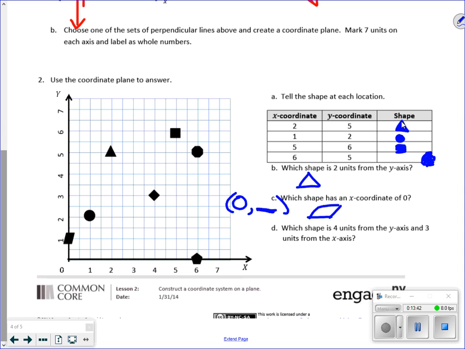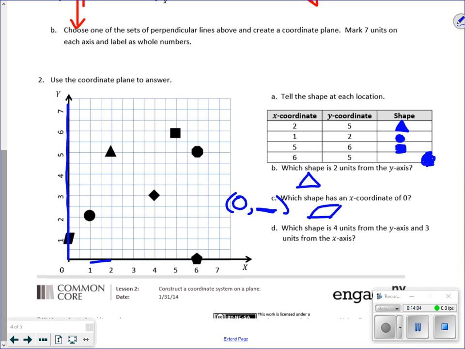Which shape is 4 units from the Y? So I'm going to do that very first part. 4 units from the Y. So I'm going to look up at my Y axis. So here's the Y. And we need to look and see 4 units, 4 numbers away from the Y.